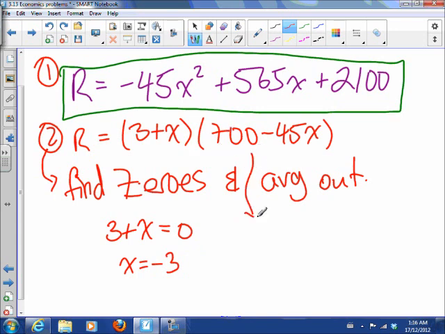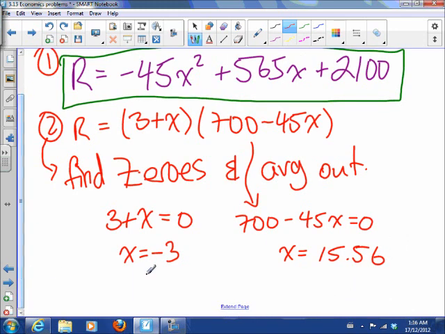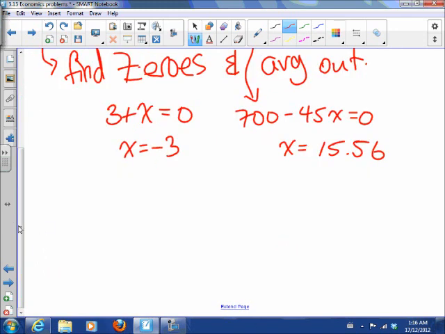And this one here tells us that x could be, once you solve it, you move the 700 over, divide by 45, you get x is about 15.56. Okay? So there's my two zeros. Now remember, the reason why we're doing that is because the vertex will happen in between the two zeros, right?